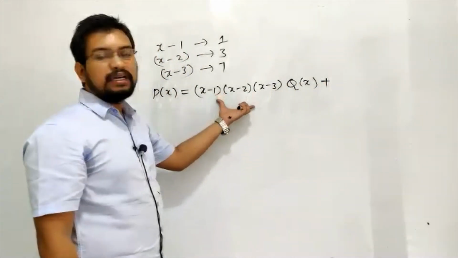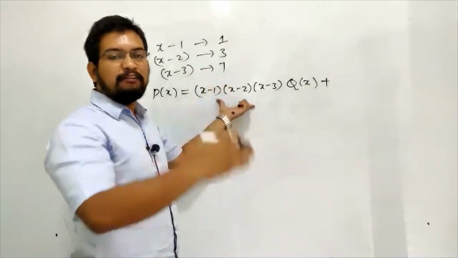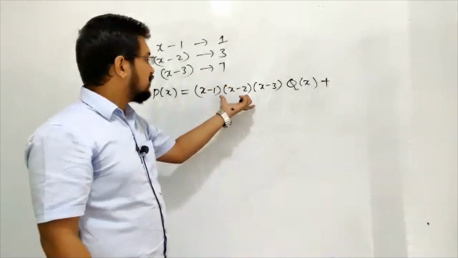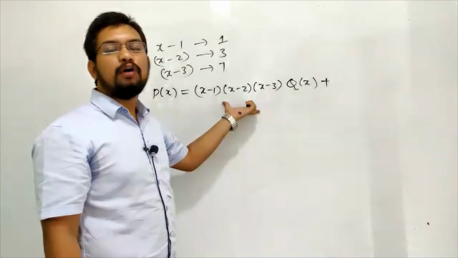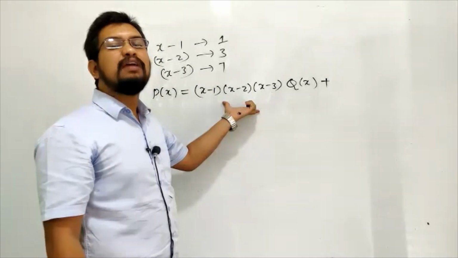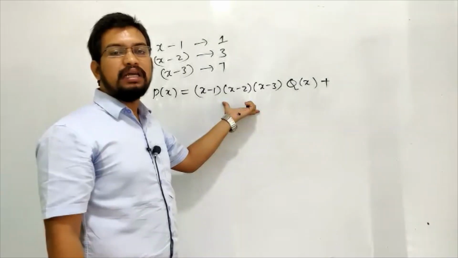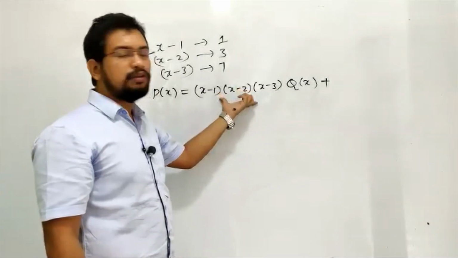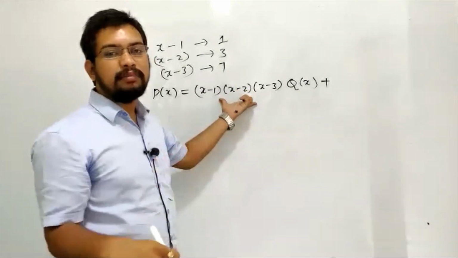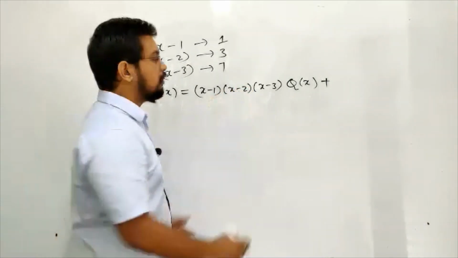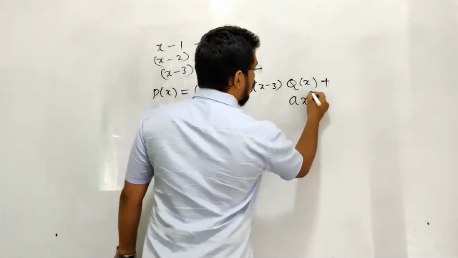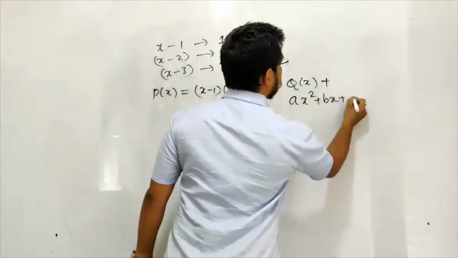Now this is of cubic degree. As this is of cubic degree, the maximum degree of the remainder will be quadratic. Idi 3 undi kabatti remainder ki maximum degree emavutundante 2 avutundi. One less than this. Right? So the remainder will be of the form ax square plus bx plus c.